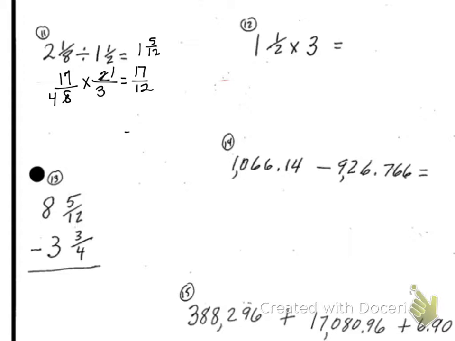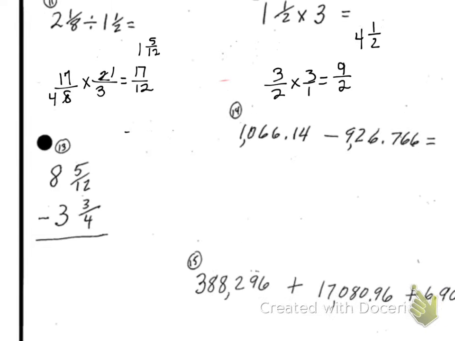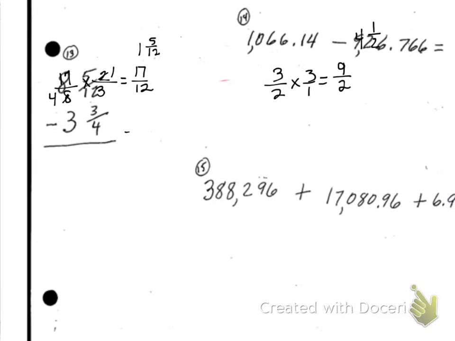Next. 2 times 1 is 2, plus 1 is 3. So 3 halves times 3 over 1. Multiply straight across, 9 over 2. The answer is 4 and 1/2. I didn't QRD that because, I don't know, I just didn't. But just divide it out if you need to, that's okay.